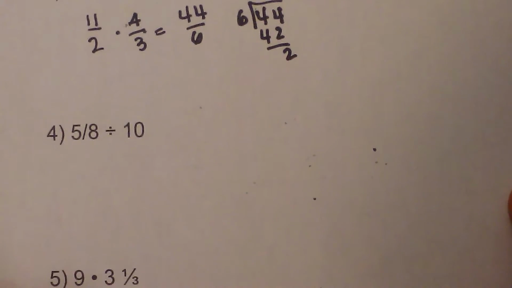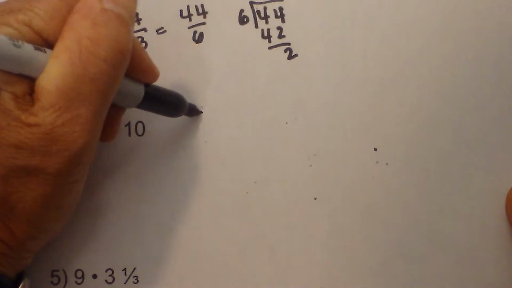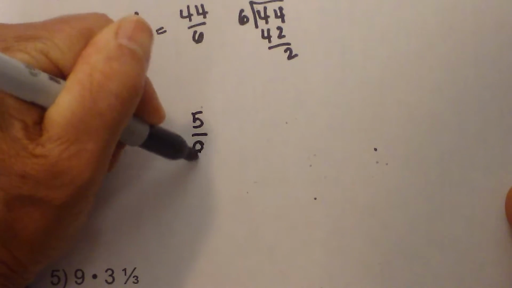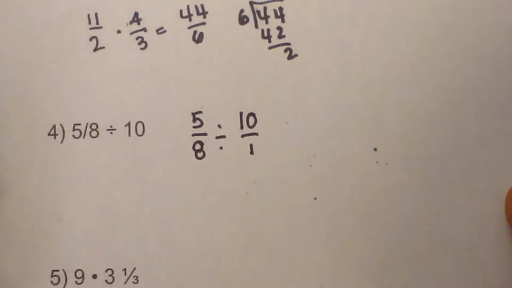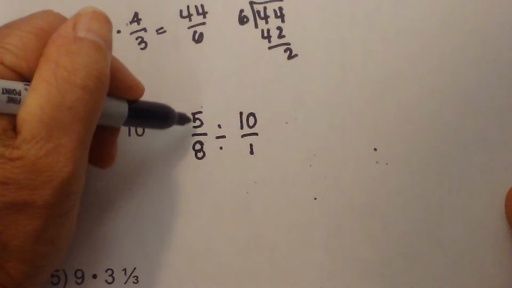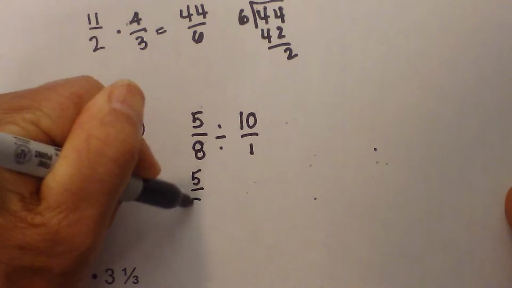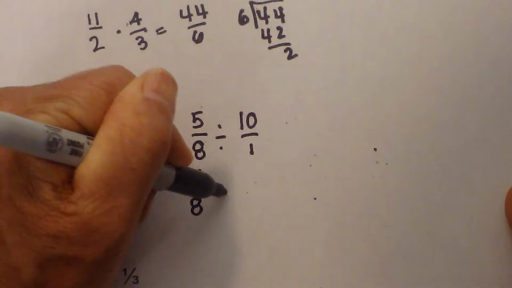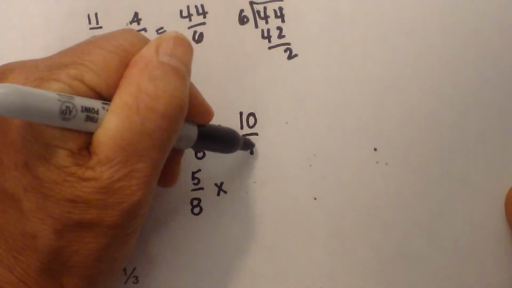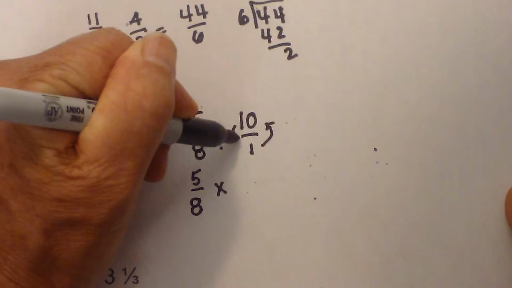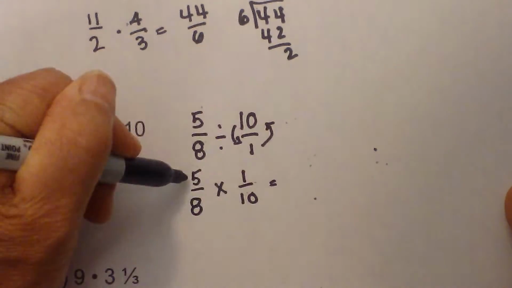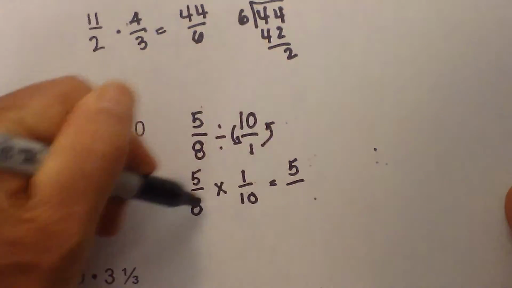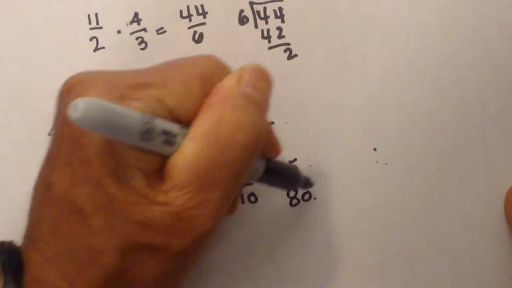Now, what about if you have a division? So I have this fraction, 5/8 divided by 10. I'm going to write 10 over 1. Okay, and then I'm going to keep the 5/8. I'm going to change the division and flip and create its reciprocal, 1/10. So 5 times 1 is 5. 8 times 10 is 80.